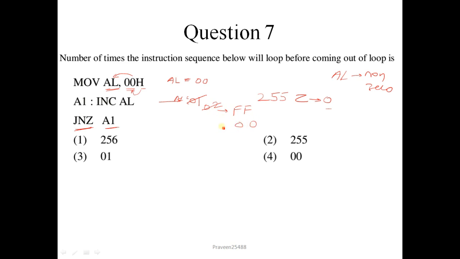0, and the carry flag will be generated as 1. So here the register contents will be 0. Our zero flag will now be set, and it will not jump again. Next it will come out of the program. So this loop will execute 255 plus 1, 256 times. Our correct option is 1.